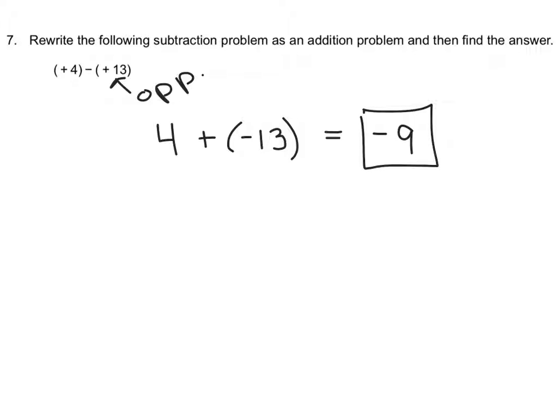Another way to think about this is when adding one positive and one negative, we can subtract the smaller number from the larger number and then take the sign of the larger number. You can also do 4 plus a negative 13 on your calculator, and you'll see that you'll get the number negative 9.